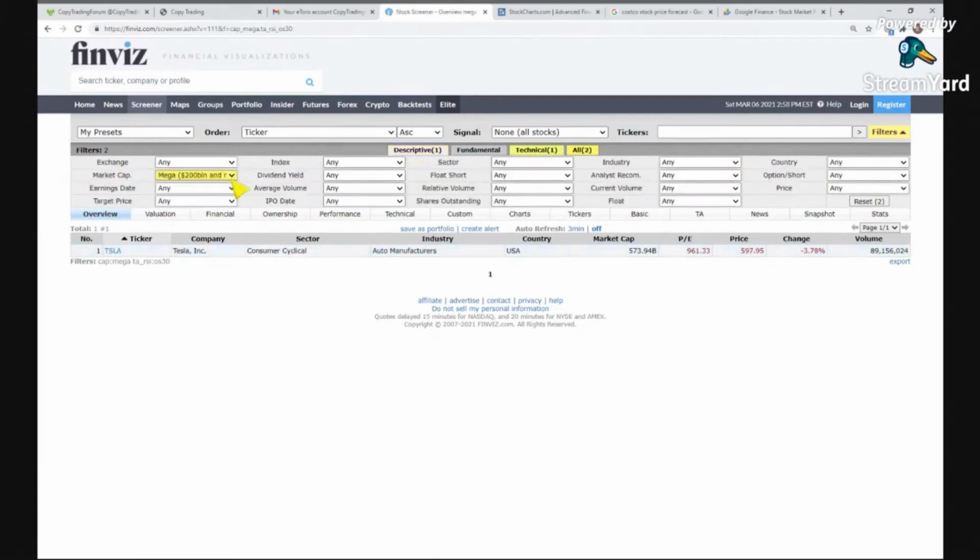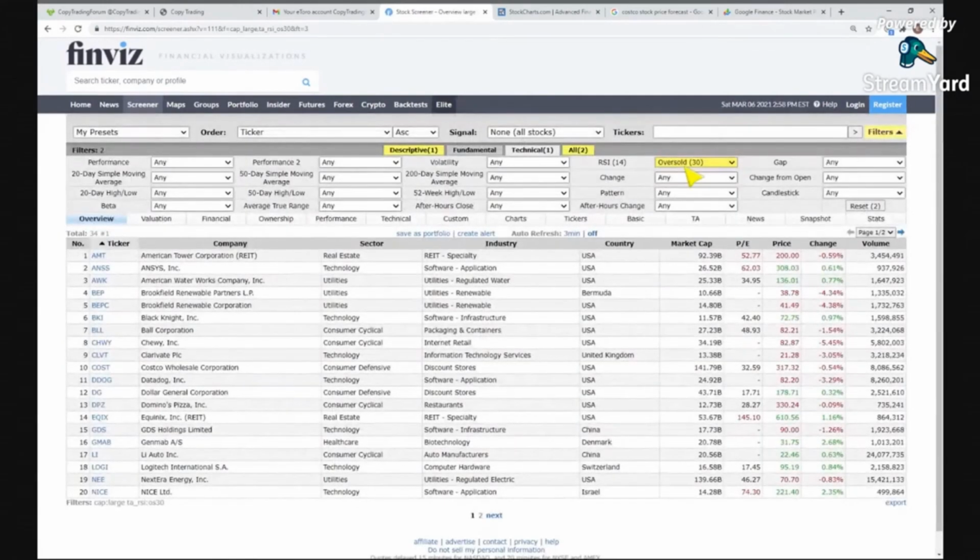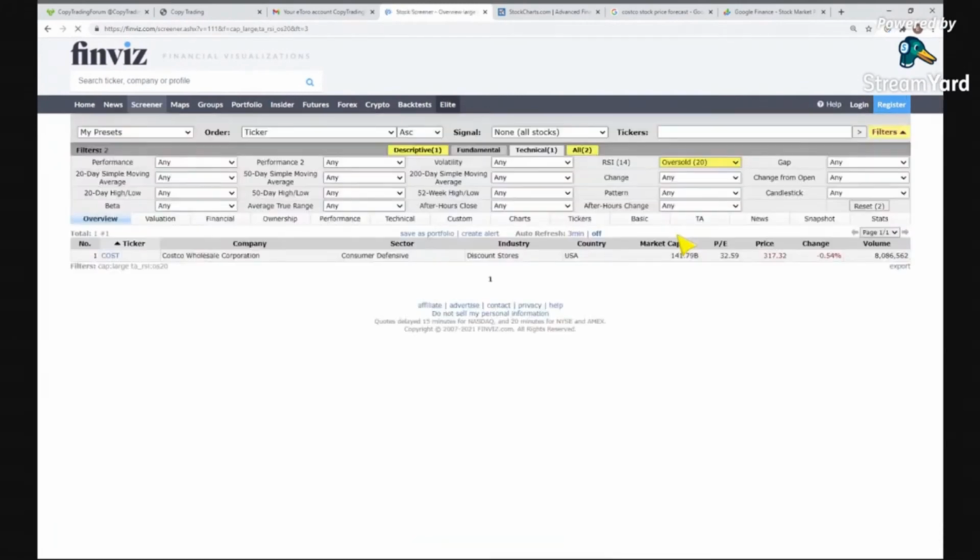So I'm not going to invest in Tesla today. Maybe in the future. I'm going to go large, so I'm going to go for the largest companies I can find. And here we go. Look at all of these companies here. These are all high cap companies that are a good price to buy because I set the technical analysis at 30. But let's see if I set it at 20, which is even lower.